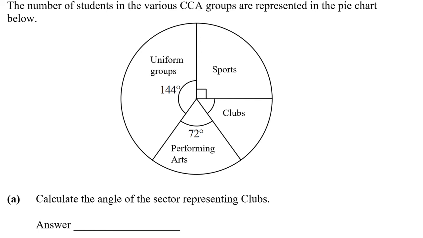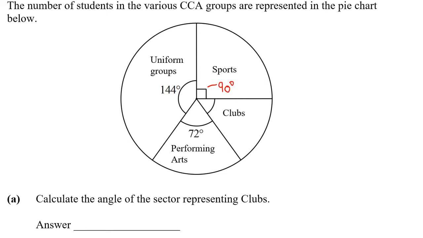In this video, we are going to learn how to find the angles of a pie chart using proportion. The number of students in the various CCA groups are represented in the pie charts below. Uniform groups is represented by 144 degrees, performing arts is represented by 72 degrees, and sports is represented by 90 degrees. Calculate the angle of the sector representing clubs.